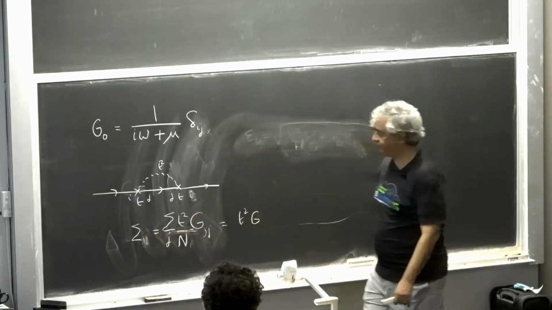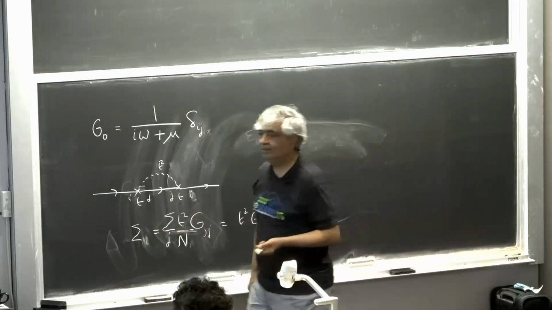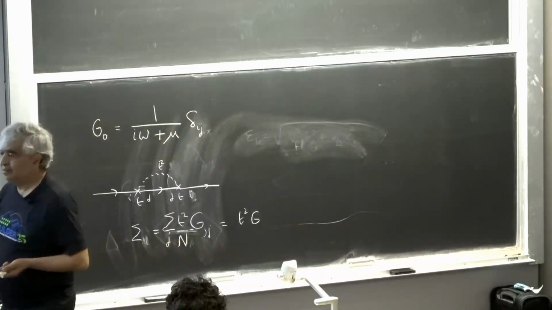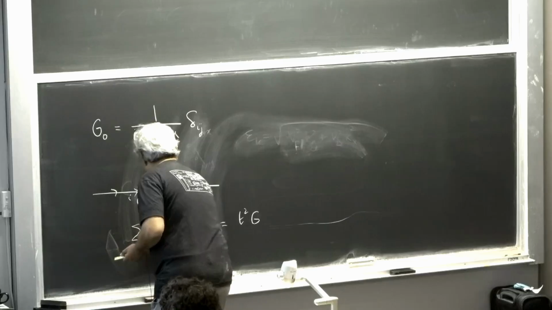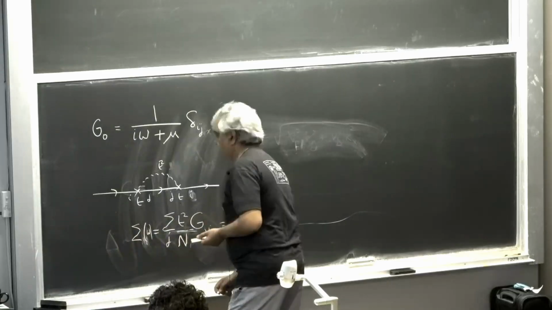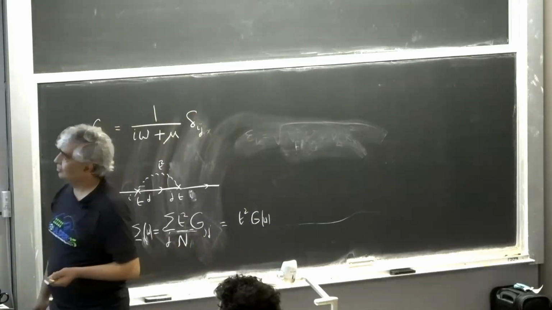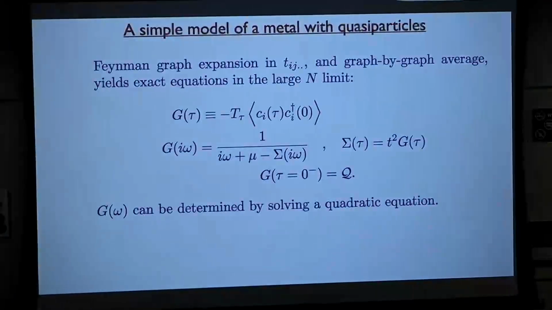Independent of j, sorry. But it's at zero frequency, that G. No, there's a general frequency. There's a sigma of omega here and an omega here. So that's what I wrote down here. That's the term to second order. And now the point is that in the large n limit, this is exact.